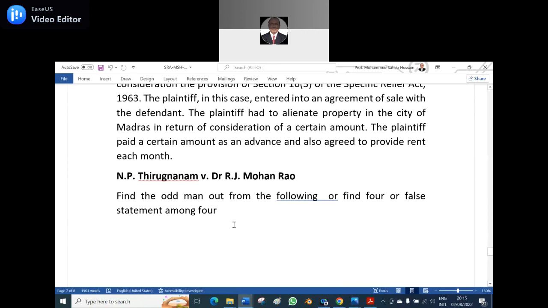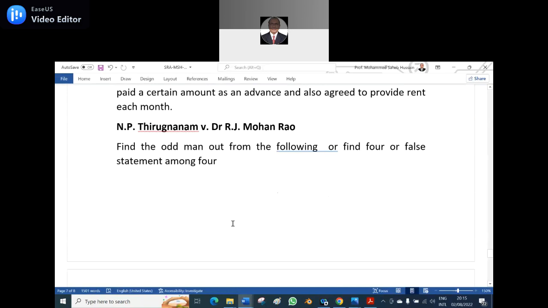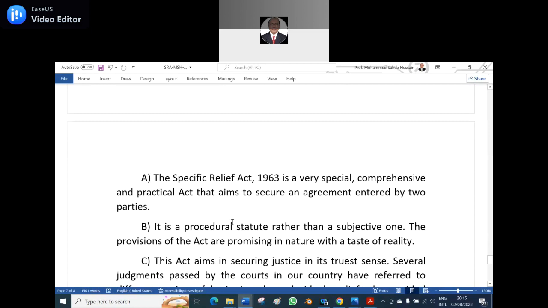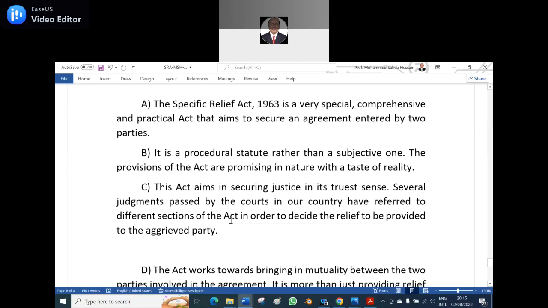That is, the one which is false among them, the statement which is given below. So now, A, which is the odd man out, you have to find it out. A, the Specific Relief Act 1963 is a very special, comprehensive and practical act that aims to secure an agreement entered by two parties. B, it is a procedural statute rather than a subjective one. The provisions of the Act are promising in nature with a taste of reality. C, the Act aims at securing justice in its truest sense.